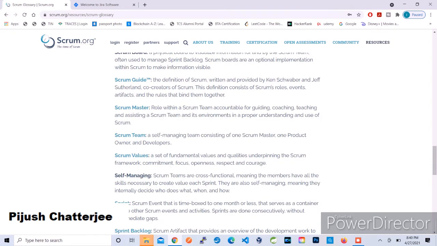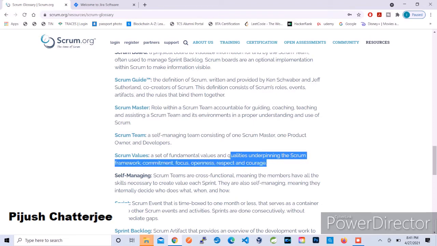So the Scrum team is a self-organizing team. It includes the product owner, Scrum Master, as well as the developers. There are 3 roles defined in the Scrum team, and anybody else is not part of the Scrum team: Scrum Master, product owner, and the developers. Scrum values, a set of fundamental values and qualities underpinning the Scrum framework: commitment, focus, openness, respect, and courage.